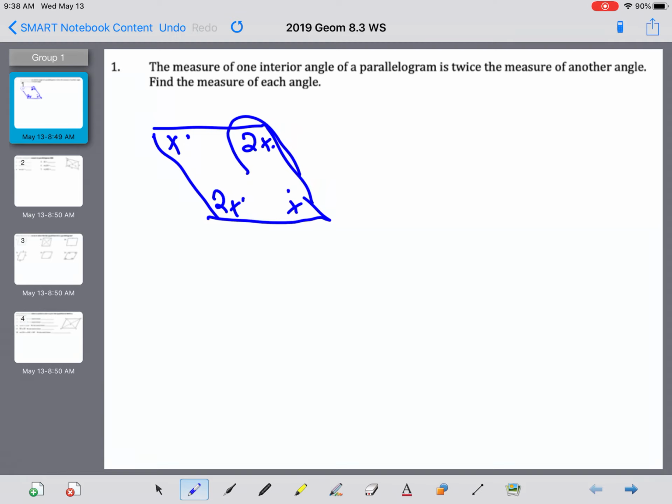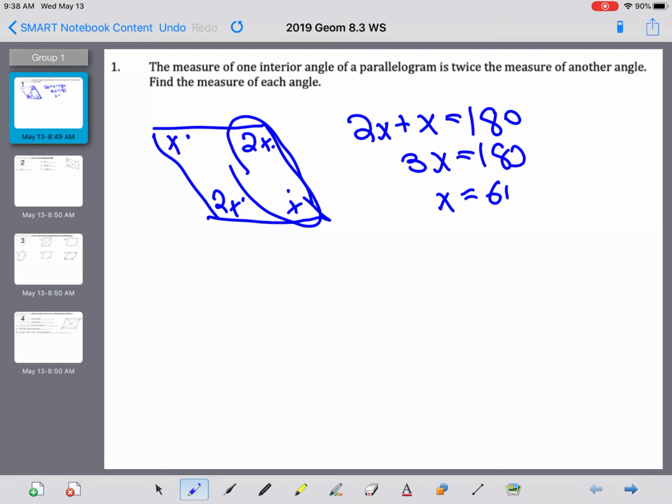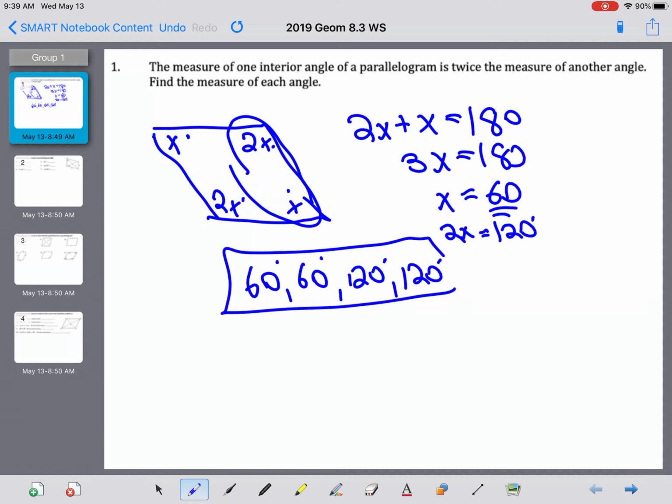Now I know that these two, since they're consecutive, according to theorem 8.6, have to add up to 180. So 2x plus x equals 180. 3x equals 180. X equals 60. So I'm going to have 60 degrees, 60 degrees, two of these, so 120 degrees and 120 degrees. So that means 2x would be 120. So here are my four angles of the parallelogram.